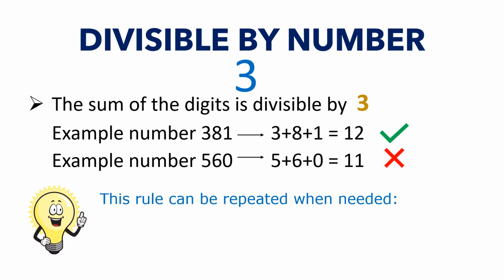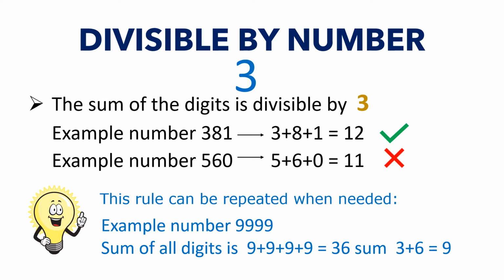Tip: this rule can be repeated. For example, number 9999, sum of all the digits is 36. Now we can again add 3 and 6, that is 9, and it is divisible by 3.